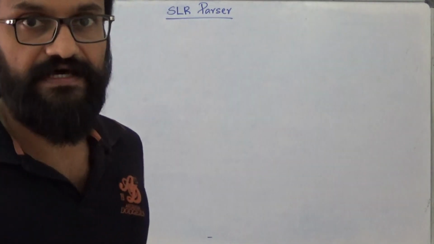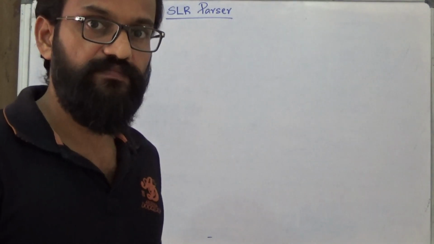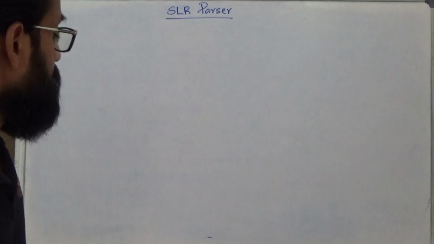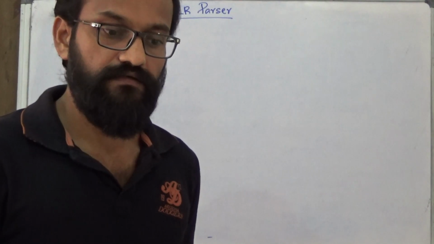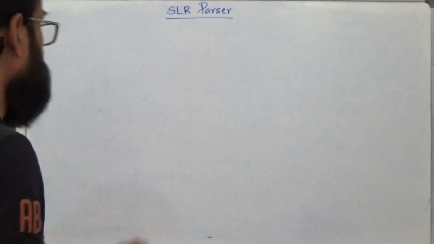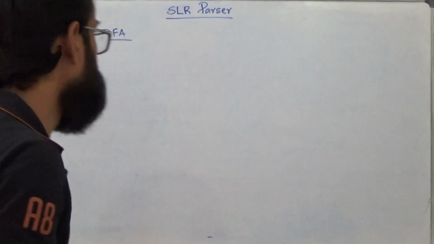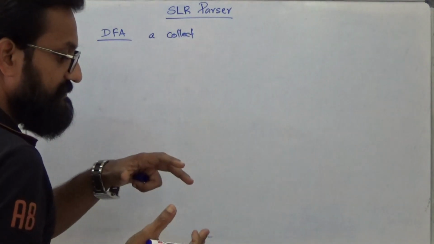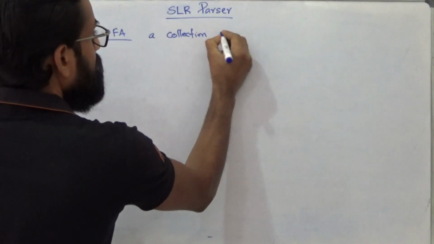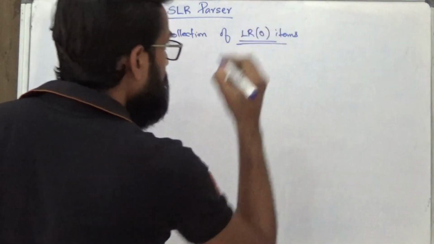This lecture deals with SLR parser. So LR parser that uses SLR parsing table is termed as SLR parser, and the construction of SLR parsing table is based on the construction of a deterministic finite automata (DFA) in which each state consists of a collection of LR0 items. So what do you mean by LR0 item?